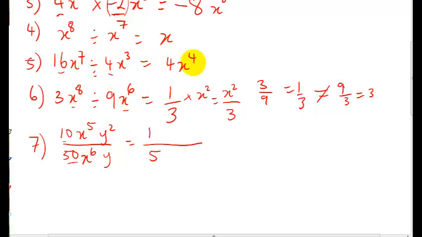So 7 take away 3, it was 4, so we left it like that. 8 take away 6, 2. We're going to follow this number. 6 take away 5 is 1. But where's the 1 now? On the top or on the bottom? And it's on the bottom.